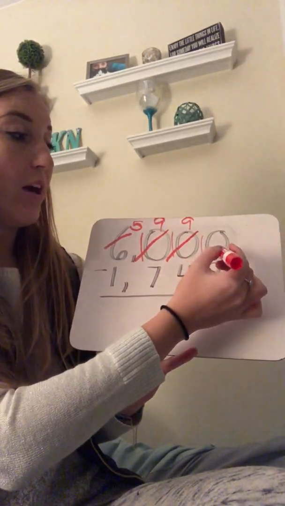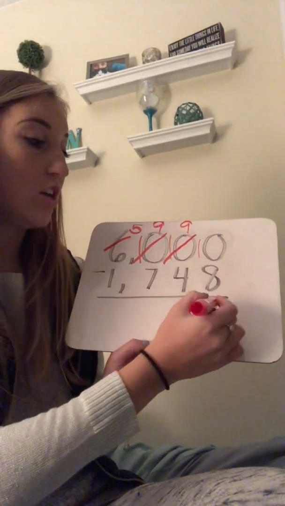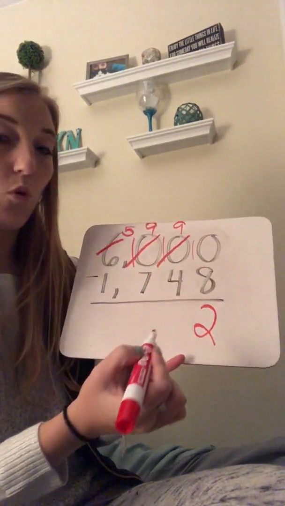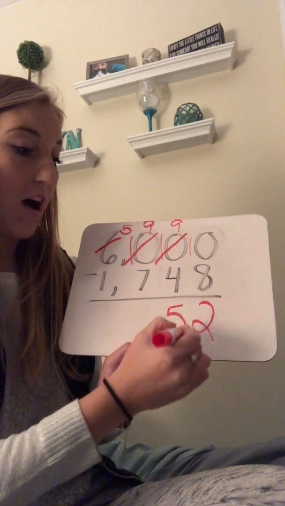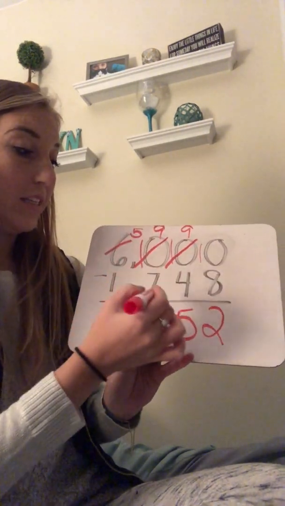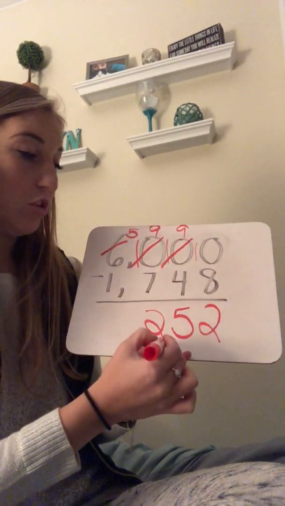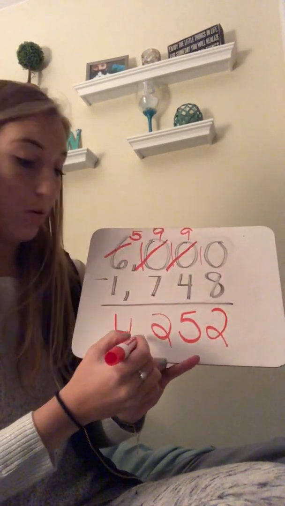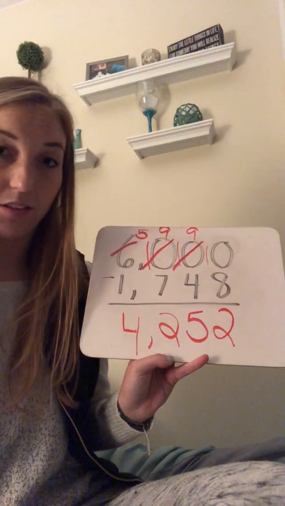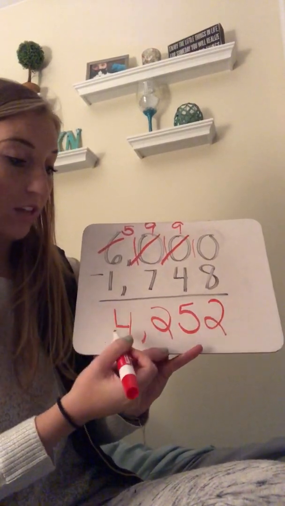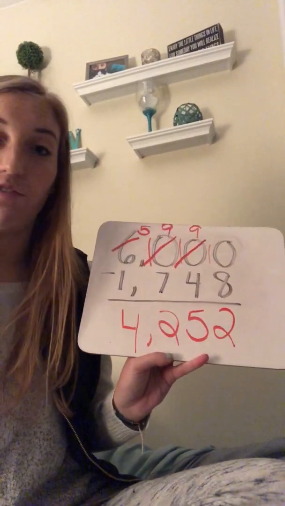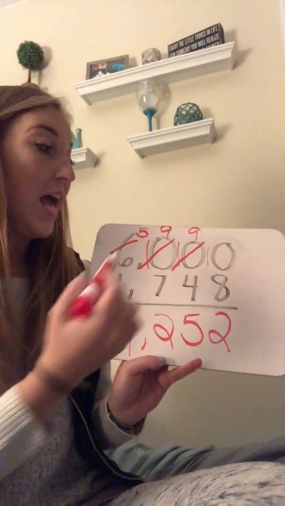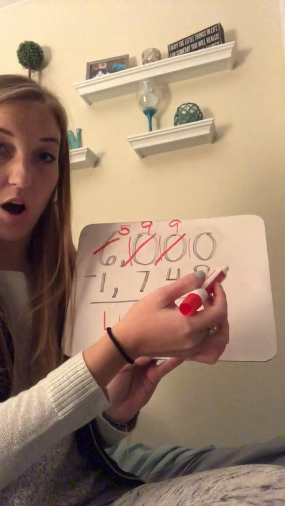In the one spot, we have 10 minus 8, which would equal 2. 9 minus 4, which would equal 5. 9 minus 7, which would equal 2. And 5 minus 1, which would be 4. And I'm going to put my comma in here to show my thousands. Your difference or your answer should be 4,252.